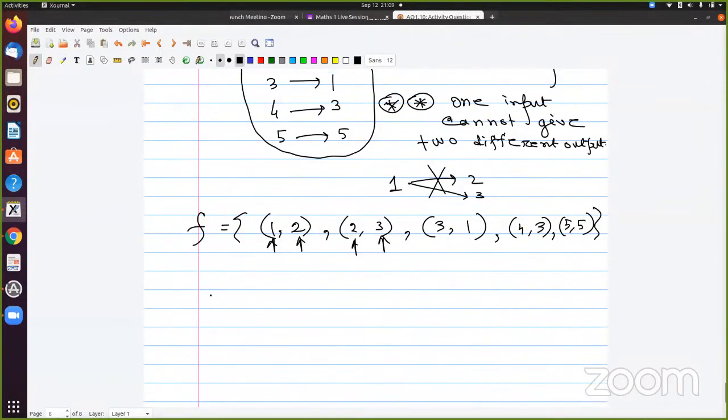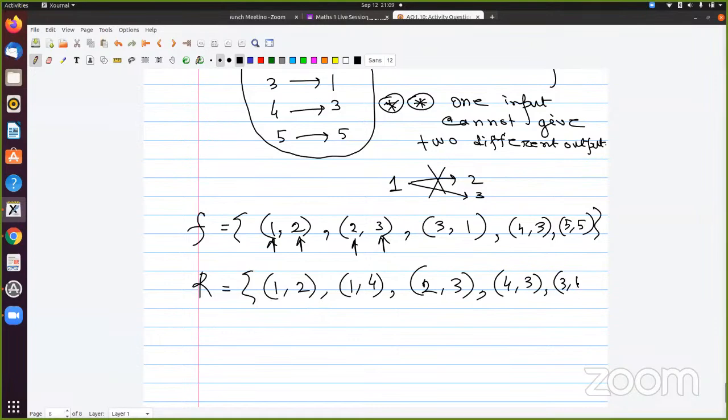But if I write this thing, I take a relation, and say 5, 5. This is a relation on A cross A, right? This is a relation, but is this a function? No, sir. Why? Because 1 is related to 2 and 4.